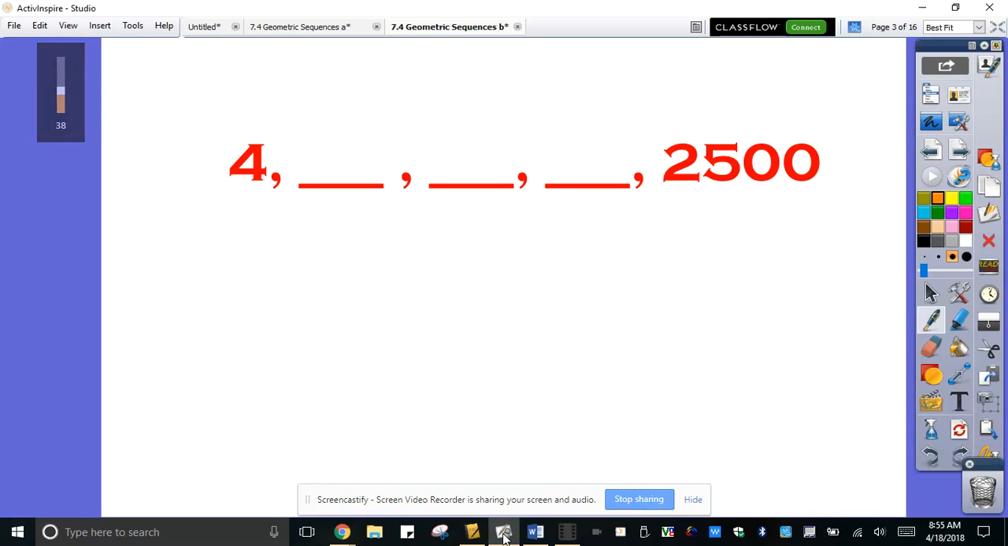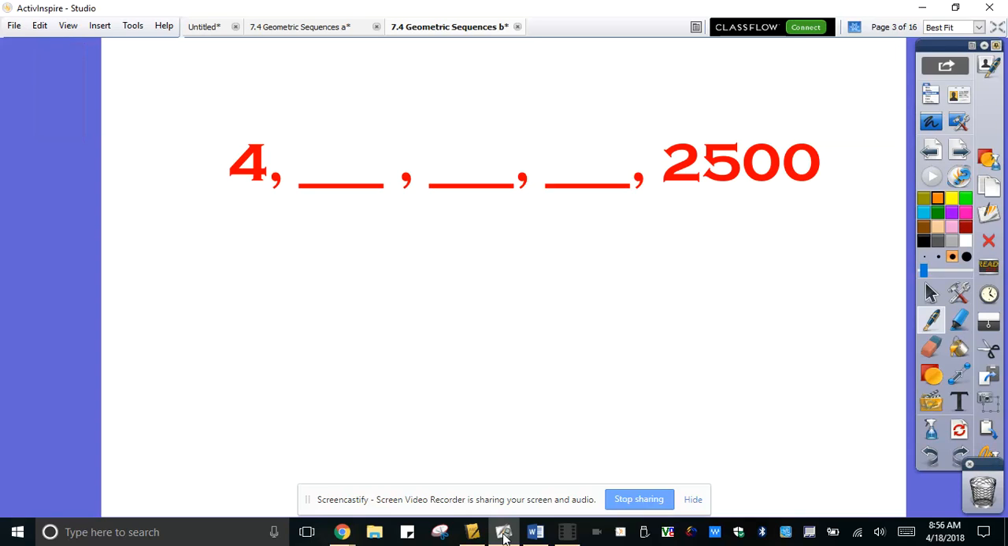Hi there. Today we're going to continue learning geometric sequences. For this sequence, I'm giving you three blank spaces, or unknown terms, and 2500. How do you find the missing terms, or complete the sequence here? Let's say this is a geometric sequence. How do you find the three blank spaces, the missing terms?